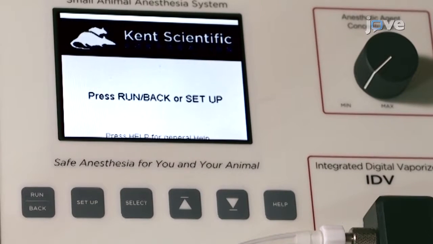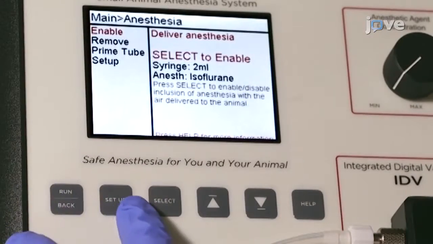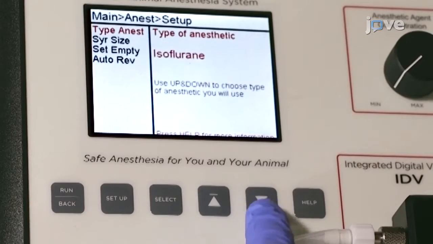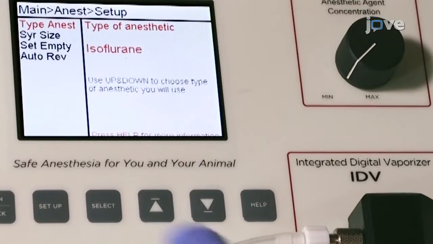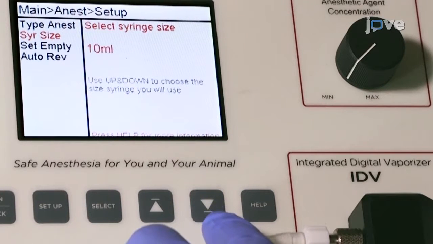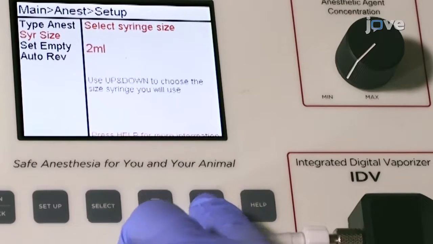Turn on the low-flow anesthesia system to configure the settings. Navigate to the Anesthesia Setup menu and choose isoflurane. Next, set the syringe size by pressing Setup to highlight Syringe Size. Use the directional buttons to select a 2 milliliter syringe. It is important to use the appropriately sized syringe for your animal and length of procedure. This system is compatible with 2, 5, and 10 milliliter syringes to accommodate a variety of applications.